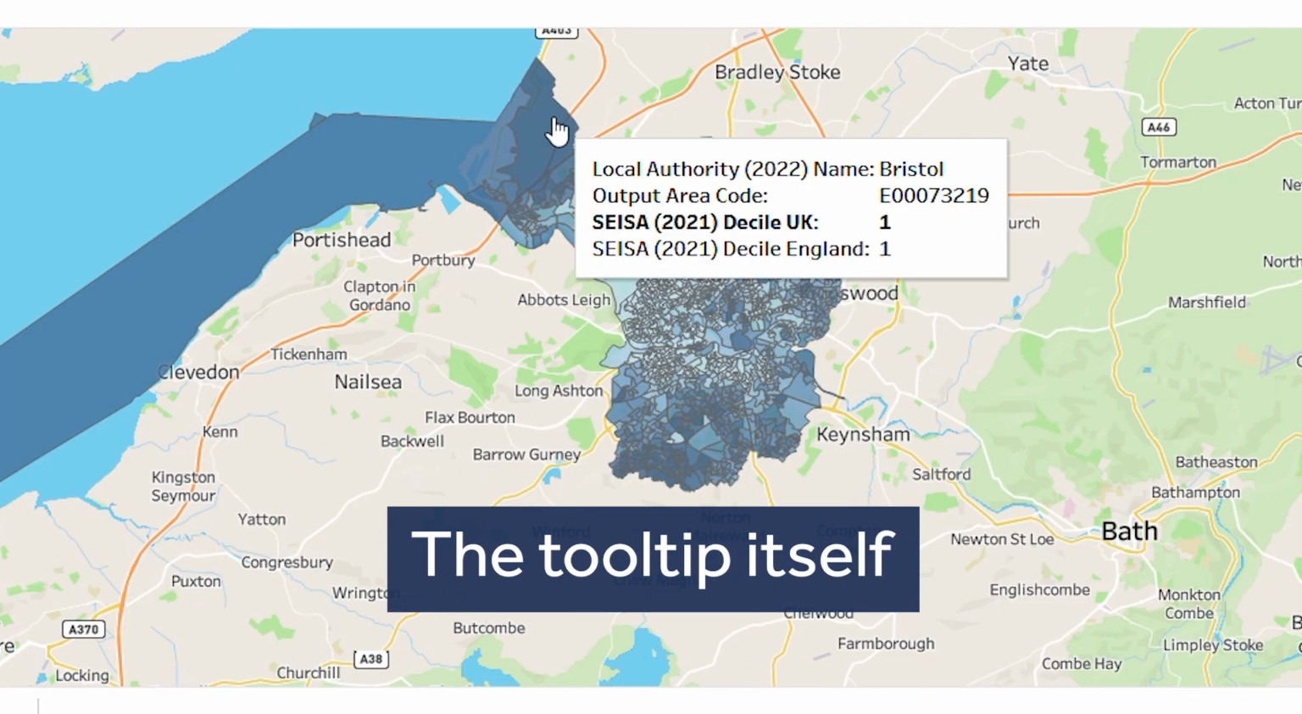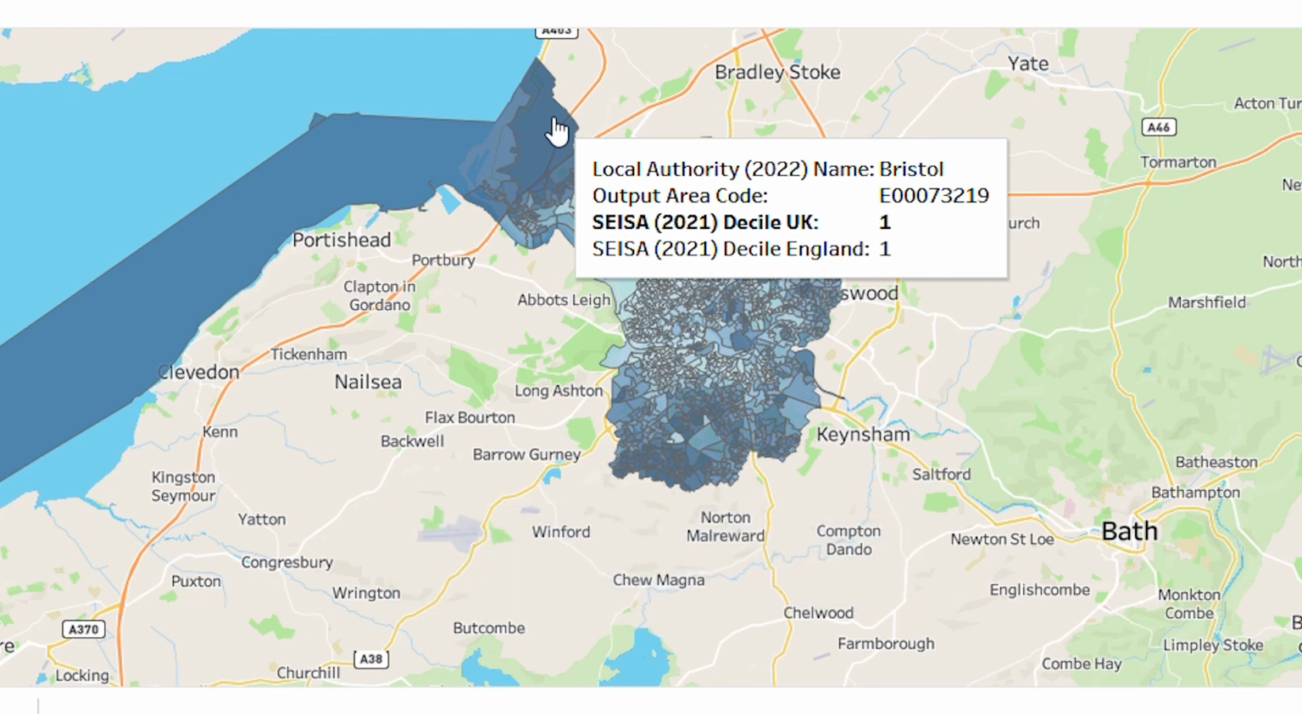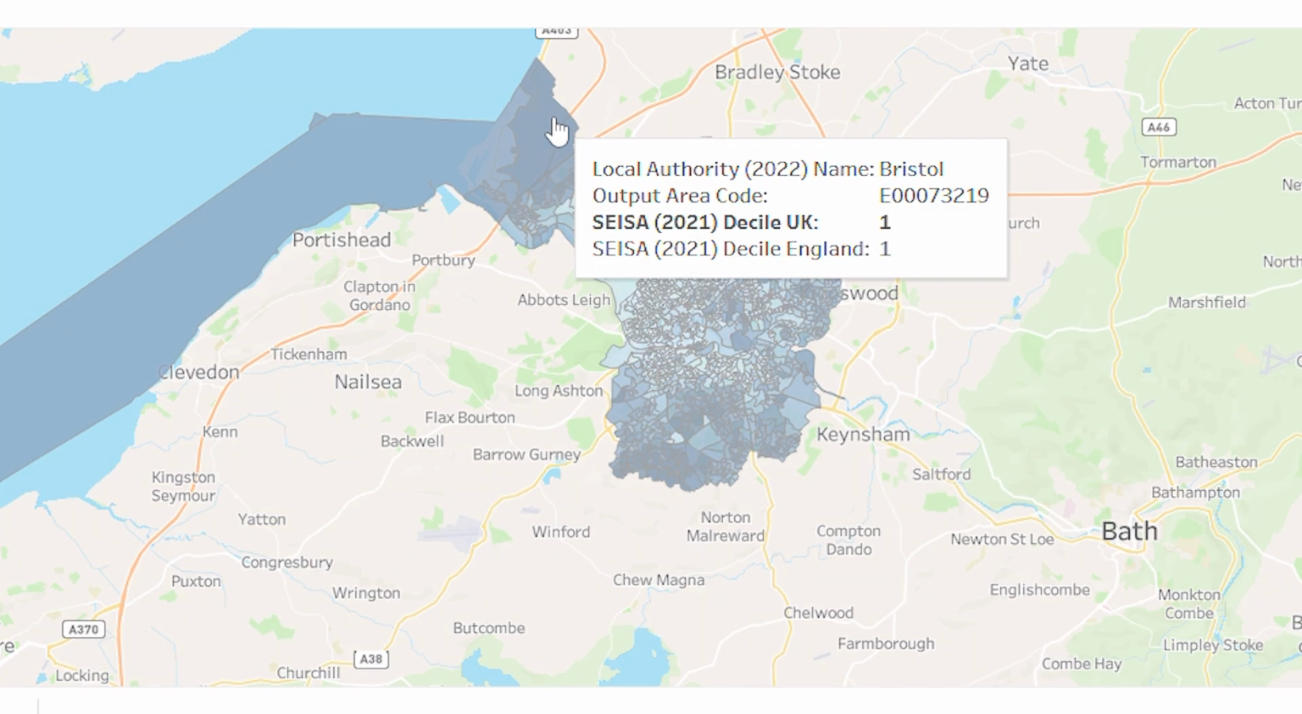When you hover over any output area on the map, a tooltip will appear. This tooltip will show the local authority name, the output area code, and both the UK-wide and country-specific SEISA decile of that output area. This tooltip can help users with identifying the UK-wide and country-specific SEISA decile of each output area.